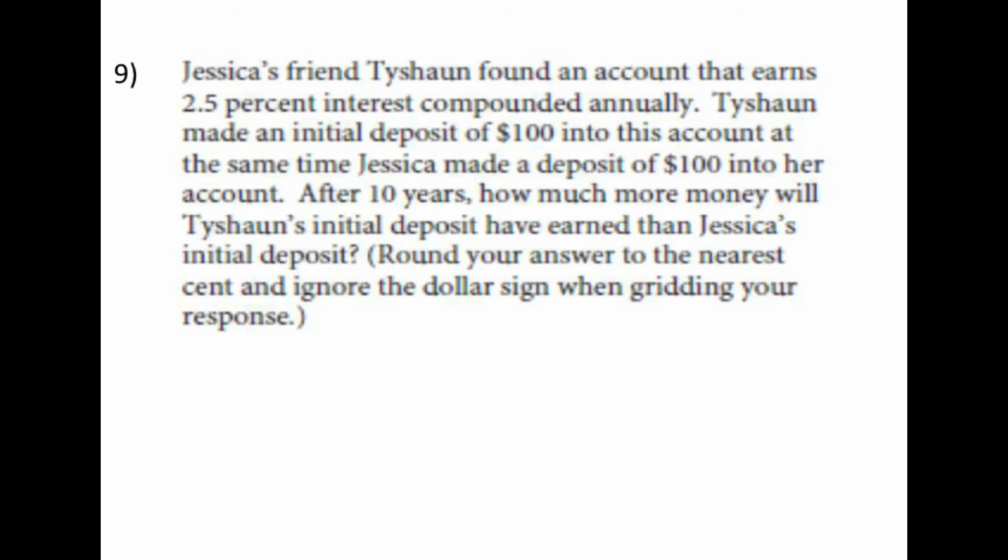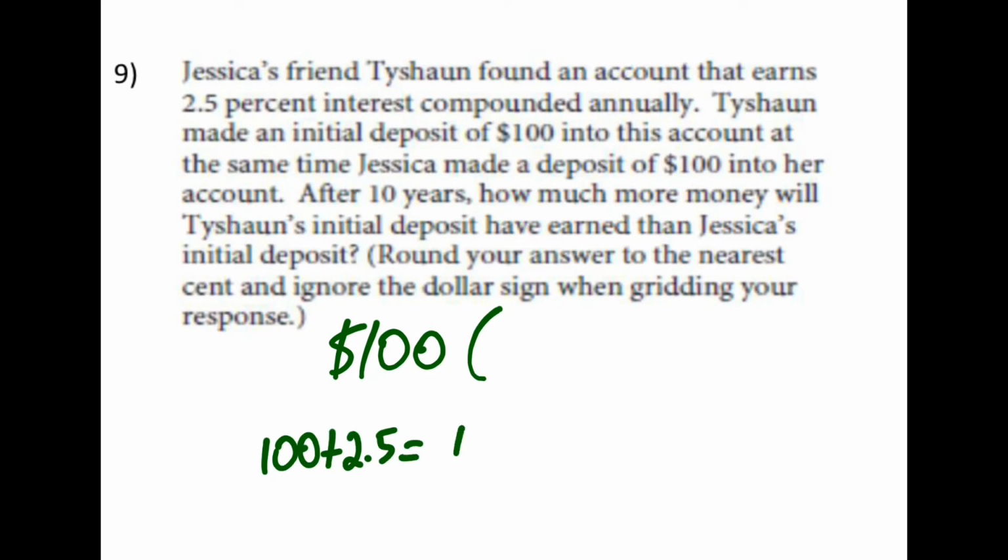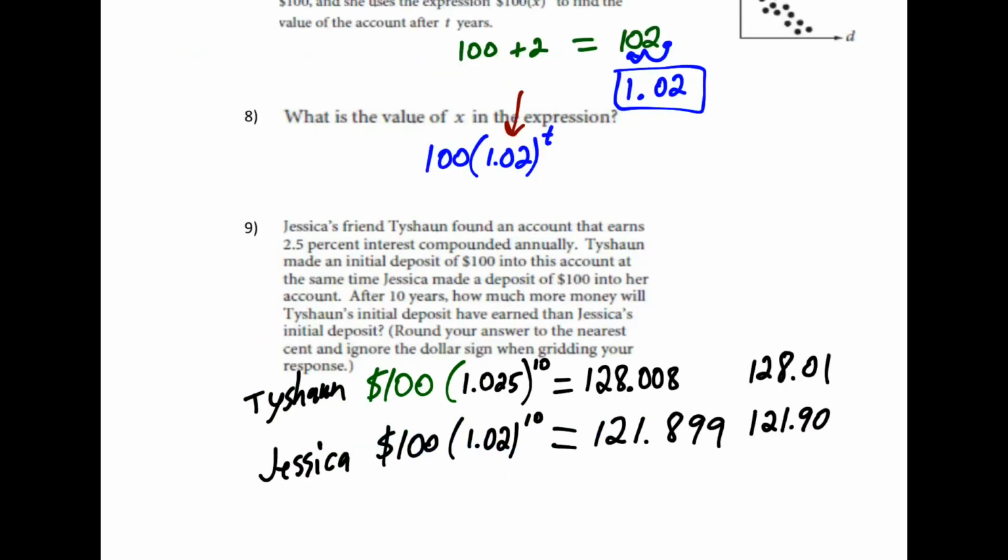So here Tyshawn, Jessica's friend, made a $100 initial deposit, and he's got an interest rate that earns 2.5%. So I would take 100 plus 2.5, get 102.5, and I'm going to move the decimal place to the left twice, which means my interest rate is 1.025. And they want to know after 10 years, so we're going to put this to the power of 10. So this gives you 128.008. But that was just Tyshawn's savings.